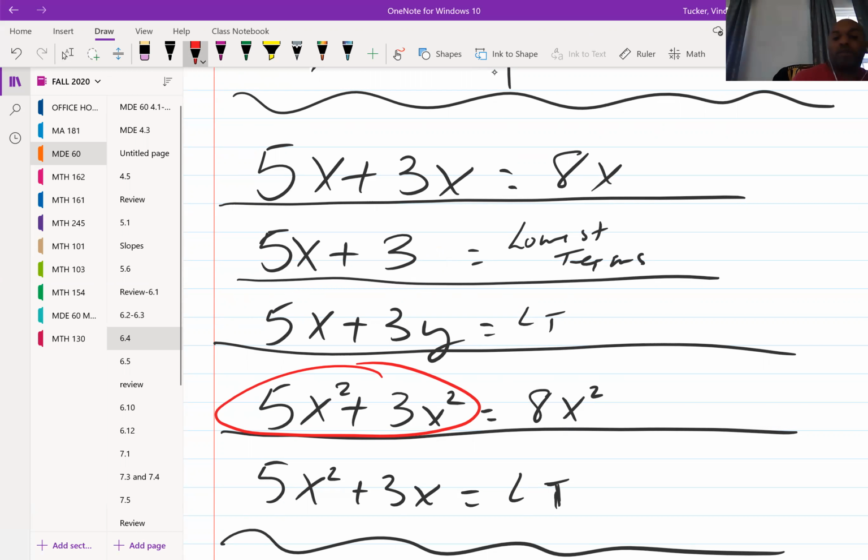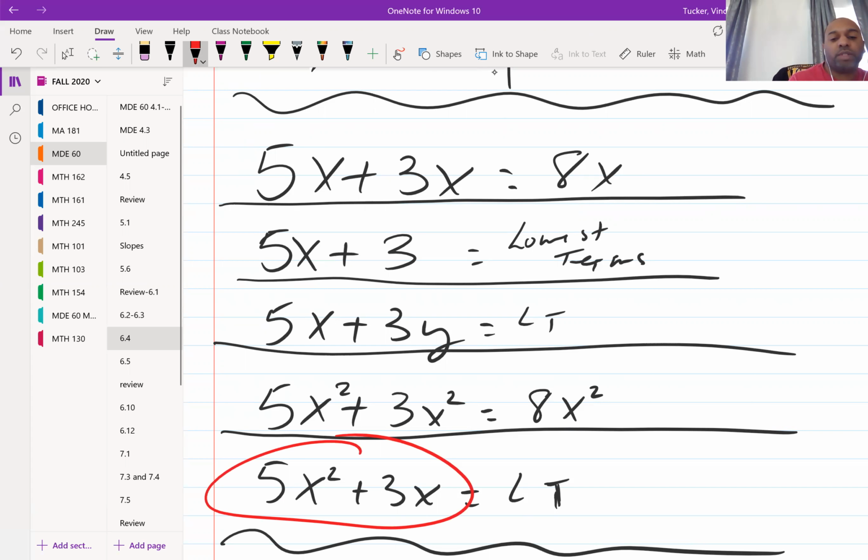Then if we have 5x squared and 3x squared, that would be 8x squared. You can add that. But then in the last one, if one has the power of 2 and the other one doesn't, then you will not be able to add them together. That expression is already in lowest terms.